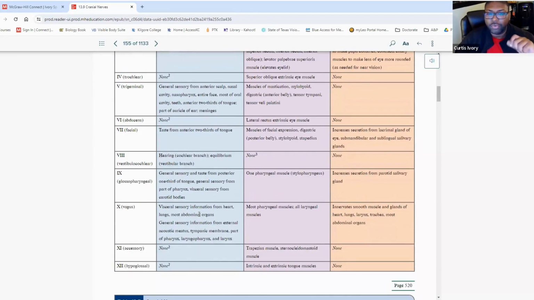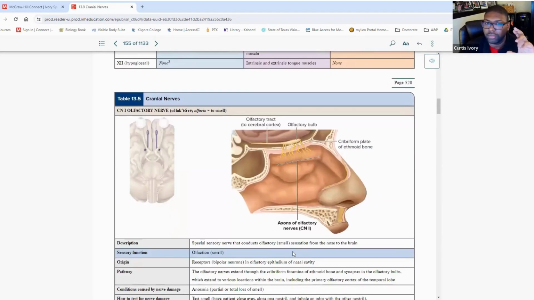And then your vagus is going to be for your heart, your tympanic membrane, so for your ear, also for your breathing, essentially you being able to talk. Cranial nerve number 11 is going to be for the trapezius muscle and the sternocleidomastoid, which is this muscle right here that you can feel. And then your 12th one is your hypoglossal, which is essentially for your tongue muscles. So you have 12 main nerves that come right off the brain that are going to innervate these different muscles or these different regions.